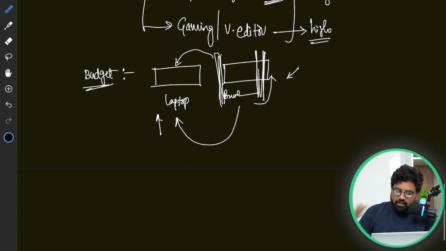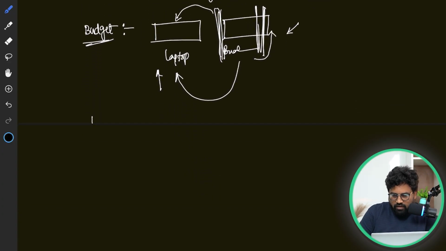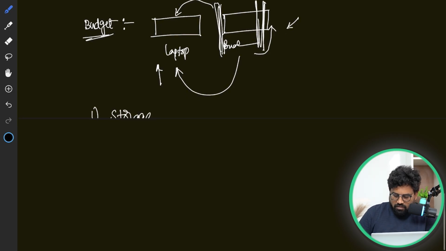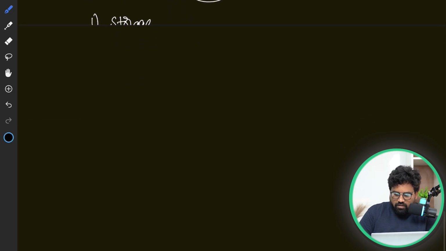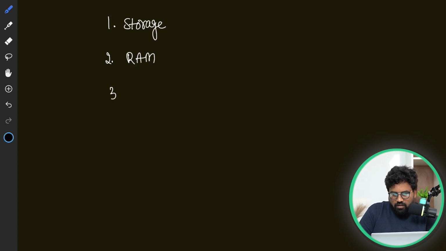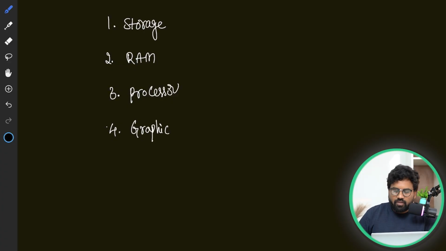I'm just scrolling a bit. So the four factors are: the first one is storage, the second is RAM, the third is processor. Actually the processor is the heart, but I am discussing it at the third level. And next is the graphics card. Okay, the first one, storage.